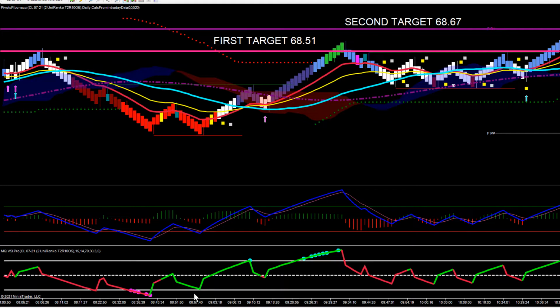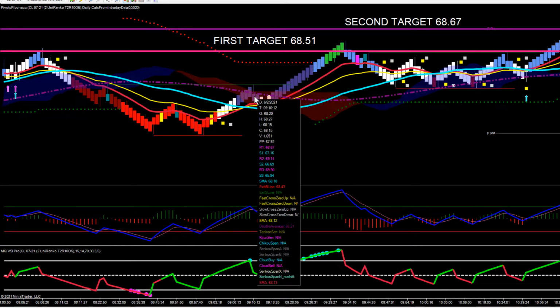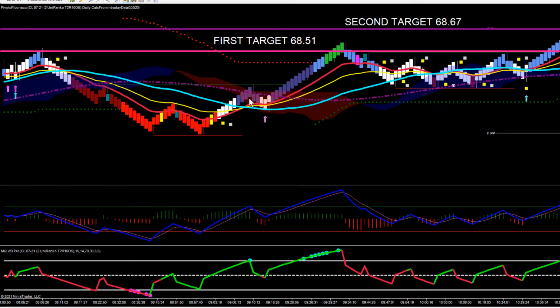VSI, we were making higher highs, higher lows. Again, our momentum was positive and above the 50 line on our VSI. So we triggered our break of resistance right here. And again, that triggered in at 68.28. Our first target was 68.51. Now we ended up going a little higher than that, but that's a little more than a couple $100 per contract. Ended up being all we got out of that.